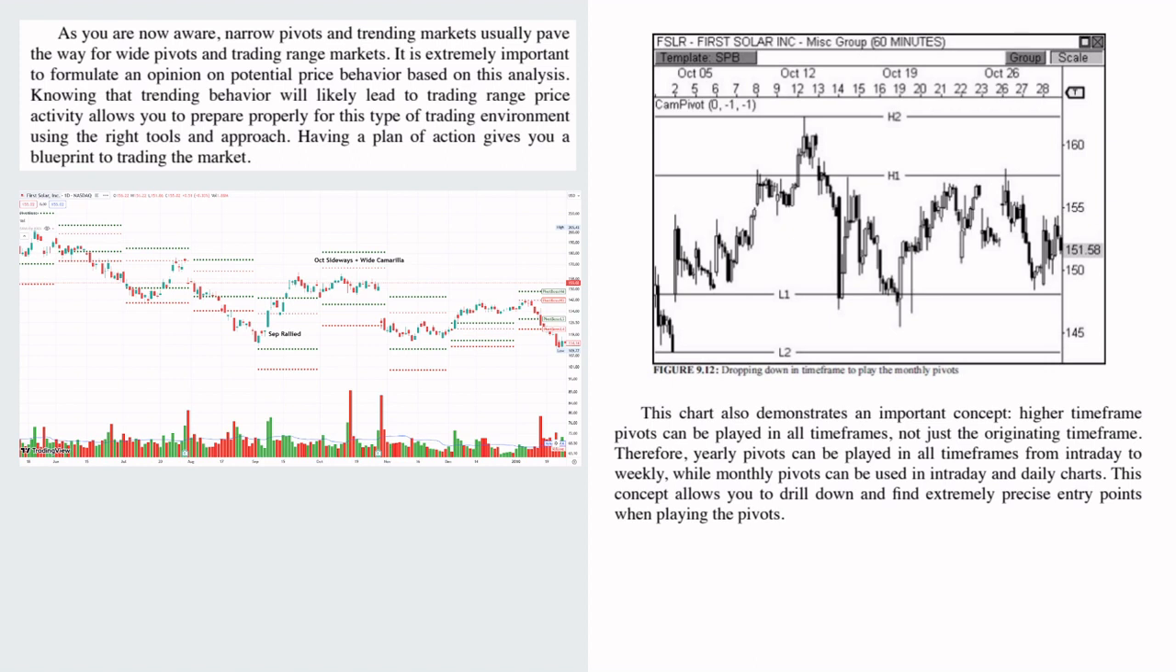Therefore, yearly pivots can be played in all time frames. You can play it in 60, you can play it in daily, you can play it in weekly. In the same way, monthly pivots, you can use in intraday and daily charts. This concept allows you to drill down and find extremely precise entry points. So this will help you to take a trade using pivots. Clear? This is all the concept which has been explained in this particular chapter 9 third topic.